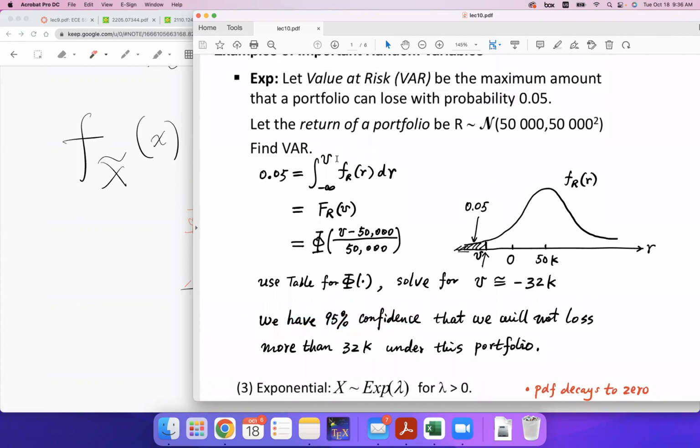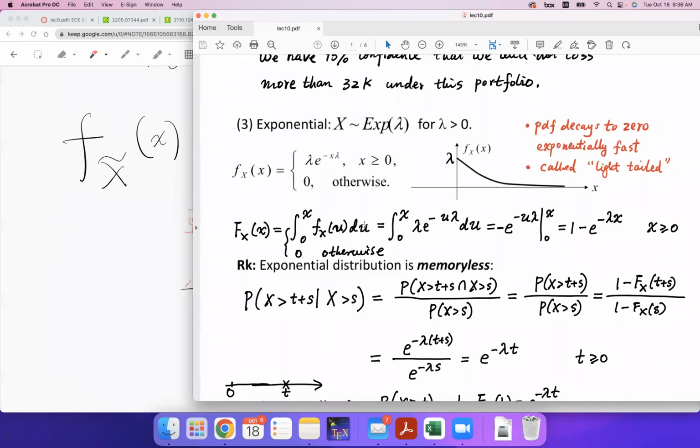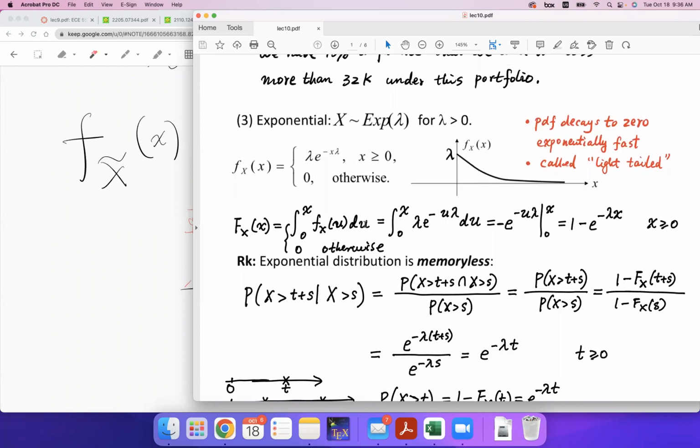Okay, so this is the Gaussian random variable. The other random variable that is very popular is the exponential random variable, and we have seen it in the homeworks. So the PDF of exponential is given as follows. This random variable takes only non-negative values. So when x is bigger than or equal to 0, the PDF is given by an exponential function with a scaling parameter, lambda. This lambda can be any positive number.